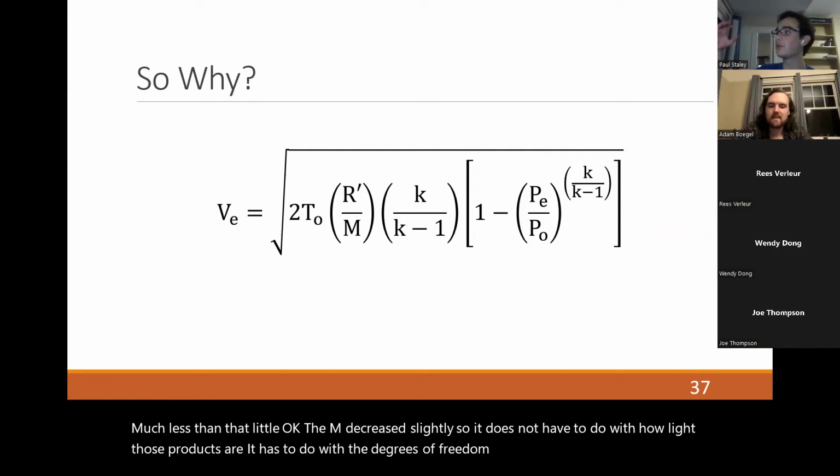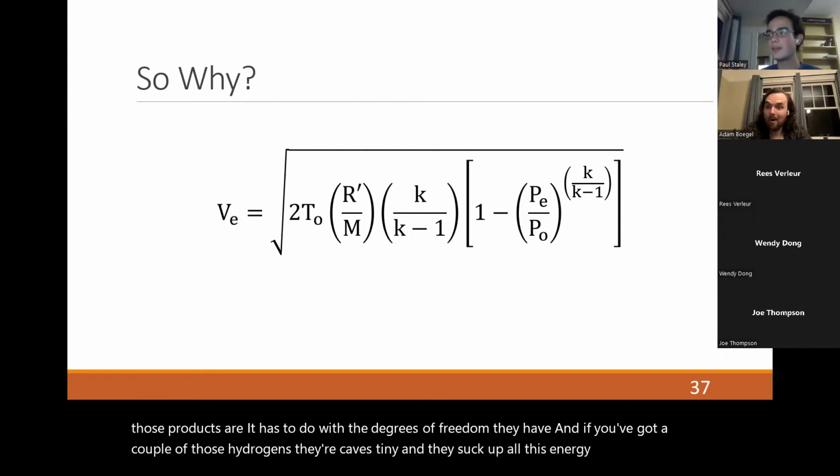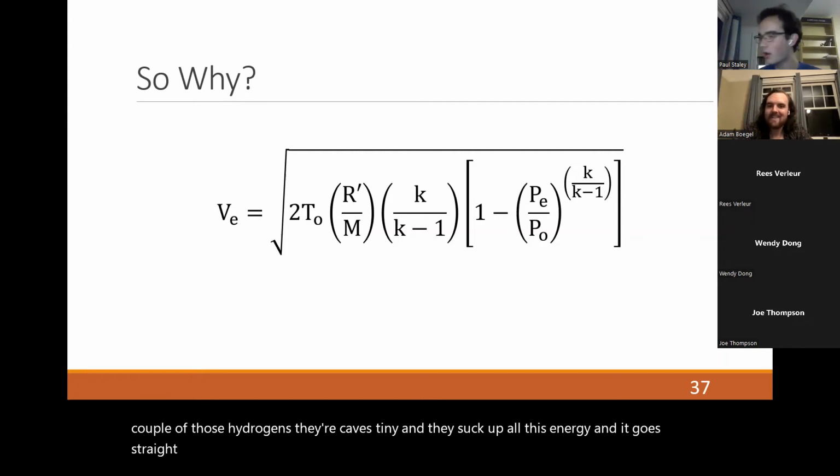And if you've got a couple of those hydrogens, their K is tiny. And they suck up all this energy and it goes straight into kinetic energy. It goes straight into velocity. The water, it sucks up all that energy and a lot of it ends up going into thermal energy.